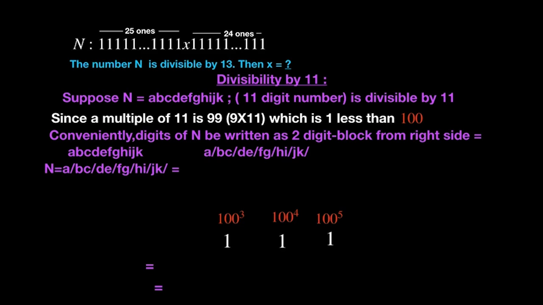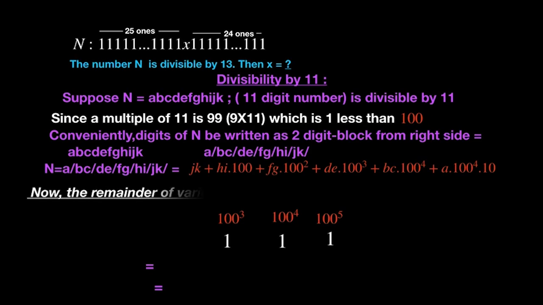in the form of various powers of 100 multiplied with these 2 digits from the right side. First jk into 100 to the power 0, that is 1, so jk into 1, that is jk, plus hi into 100 to the power 1, so hi into 1, plus next block, that is fg into 100 square, plus next 2-digit block de into 100 cube. In this way, plus bc into 100 to the power 4.